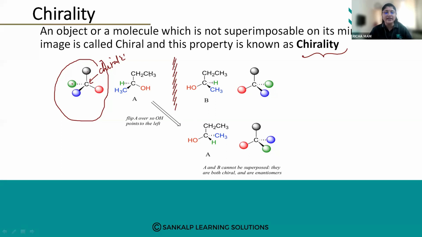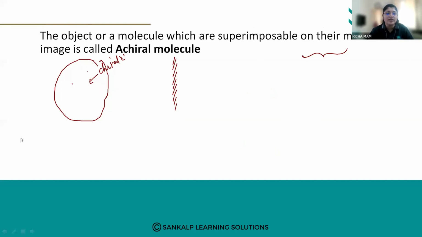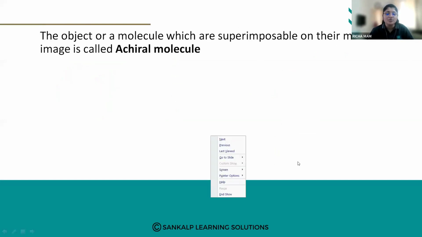If I take the two mirror images of the two molecules and try to merge them one on the other, they are not superimposed. So these are said to be chiral and they are called enantiomers. There is one more term, enantiomers. But before that, what is achiral? An object or a molecule which is superimposable on its mirror image is called an achiral molecule.